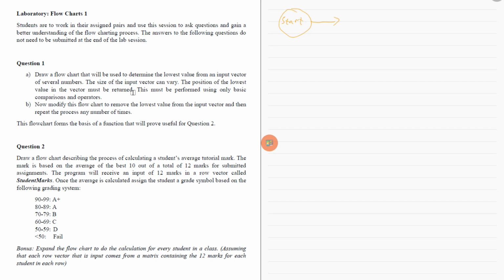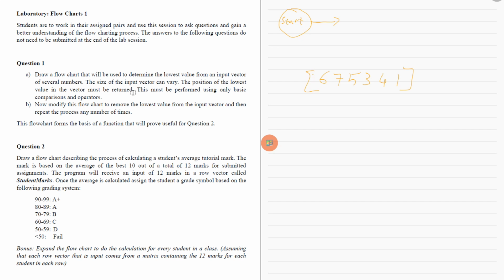So if we are to think of this, we have our input vector, let's for argument's sake say we have 6, 7, 5, 3, 4, 1. It's pretty clear for us to see that the smallest number is 1 and it's in position 6. But for the computer, it needs to compare each number one at a time.